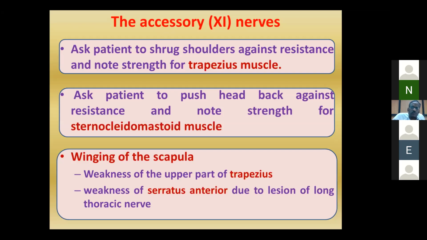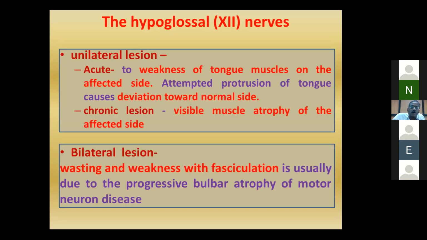The patient cannot do it for the trapezius, and the same for the sternocleidomastoid also. Here, with the serratus anterior, sometimes the patient will have winging of the scapula. The hypoglossal nerve, I told you, is the nerve for your tongue. So unilateral weakness we can have, and bilateral weakness we can have.